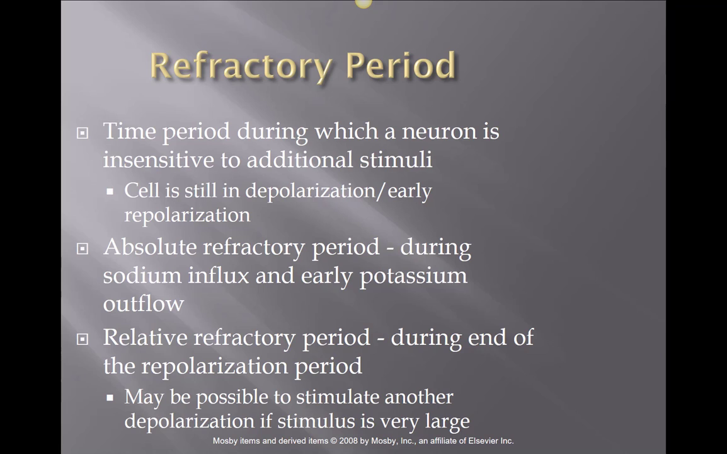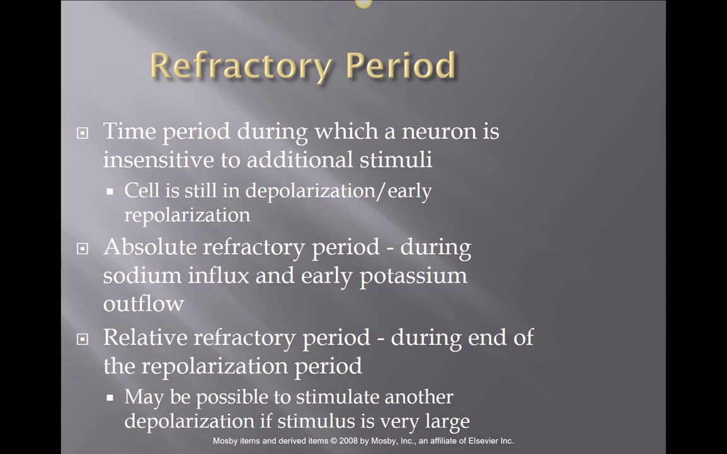We have this refractory period, and we've divided it into two different parts. There's the absolute refractory period. This is during the time when sodium and potassium are in such a balance as to where there's too much sodium inside, too much potassium outside, and there's no way that you can actually get back to a state to where you can depolarize again.